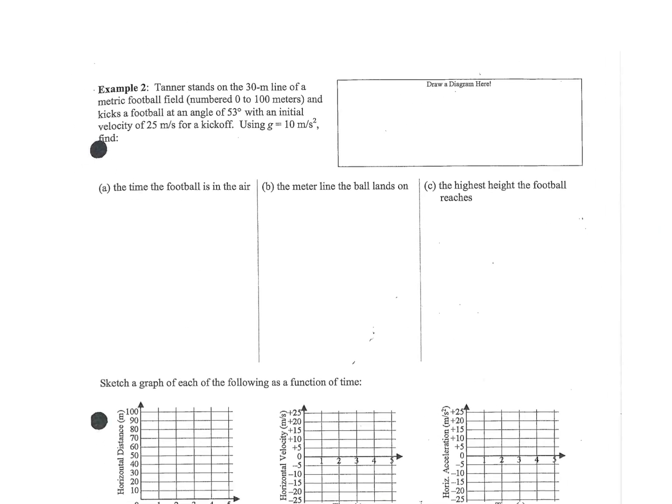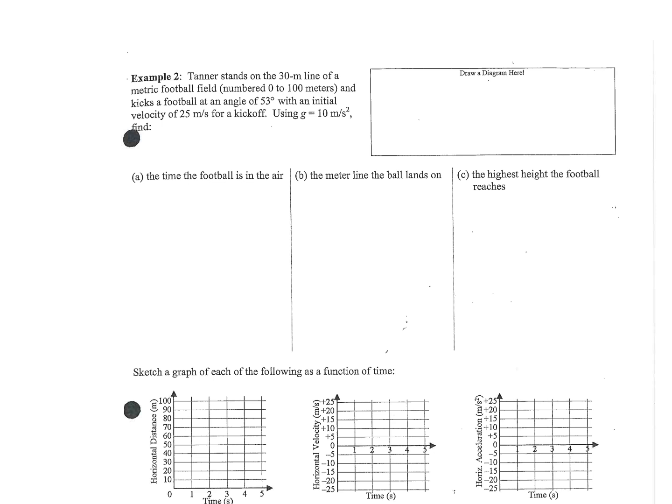Now, let's look at example 2. Tanner stands on the 30-meter line of a metric football field. Okay, so we've got a football field. And he's standing here. And he kicks a football at an angle of 53 degrees with an initial velocity, and it's going to land somewhere downfield. We don't know how long it took, but what we do know is this is 53 degrees. We know its initial velocity is 25 meters per second. So we know initially that this V naught is equal to 25 meters per second.